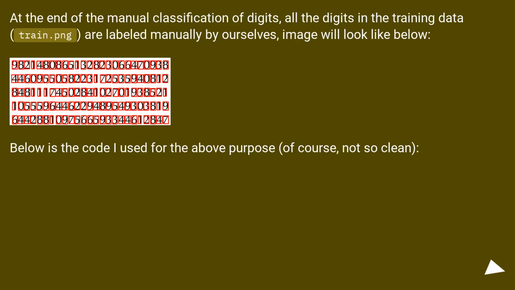At the end of the manual classification of digits, all the digits in the training data, train.png, are labeled manually by ourselves. The image will look like below. Below is the code I used for the above purpose, of course, not so clean.